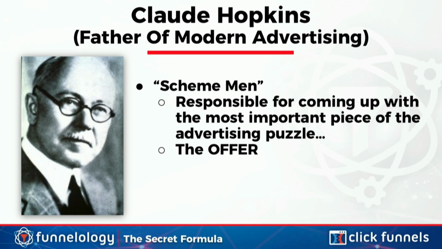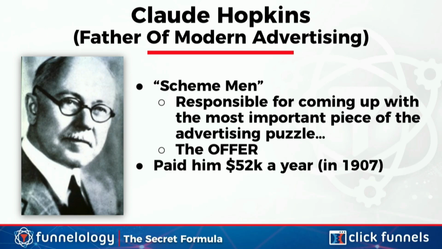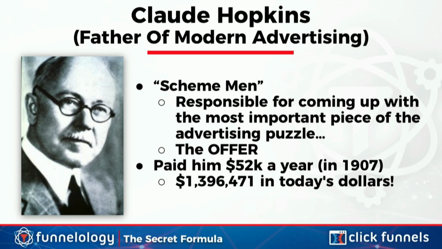Now, I want you to put this in perspective. In 1907, when Claude Hopkins was doing this, they were paying him $52,000 a year. You may think, that's pretty good money, 52 grand a year is not too bad to sit there and make up offers. But if you calculate what that is worth today, it is $1.396 million in today's dollars. So he's paid almost $1.4 million a year to figure out offers for companies. That's it. That was his role. Let me figure out the offer you're going to sell. That's how valuable a piece this is, and most of us don't even think about it.